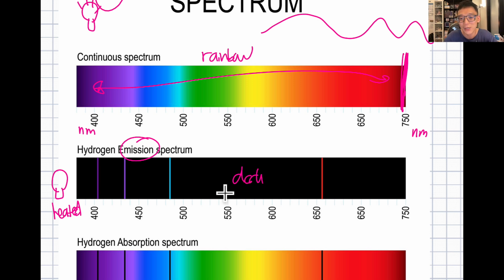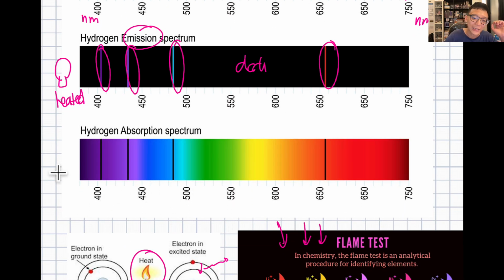In this way, we can understand the characteristics of a certain gas. For example, for hydrogen, the emission spectrum would always be like this. So we have lines here, here, here, and here. If you encounter an emission spectrum that is not like this, then we can suspect that it is not hydrogen. So it's very specific.